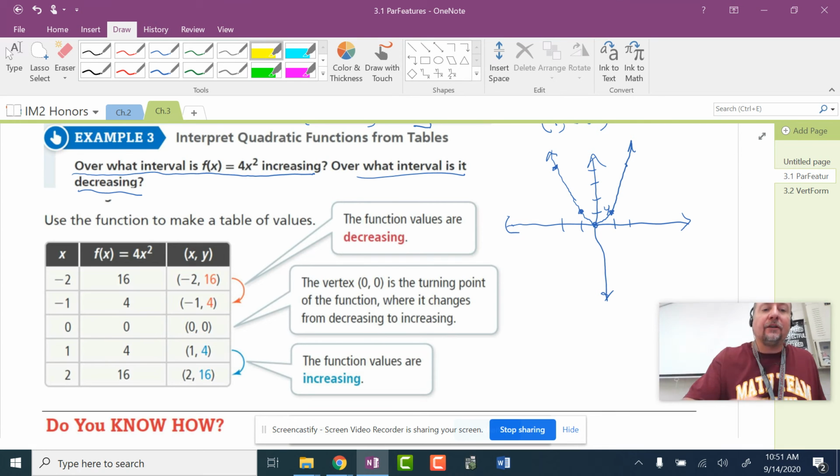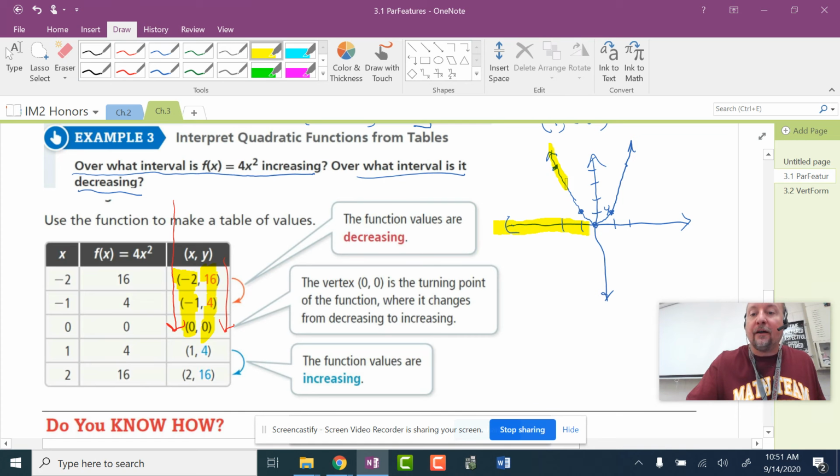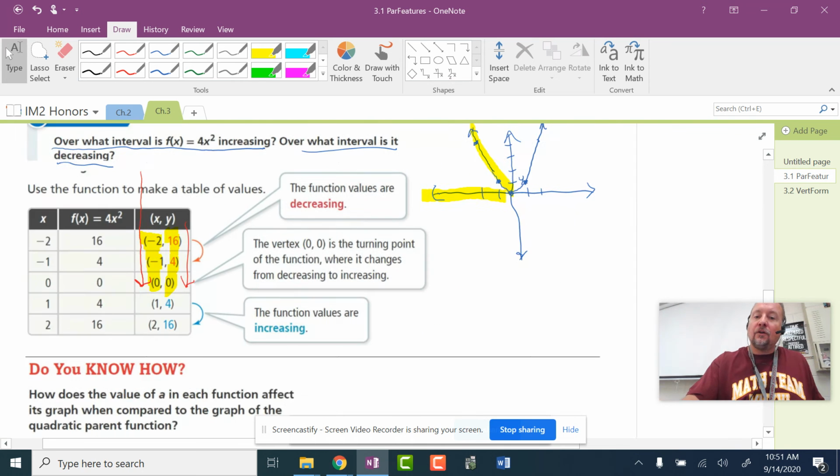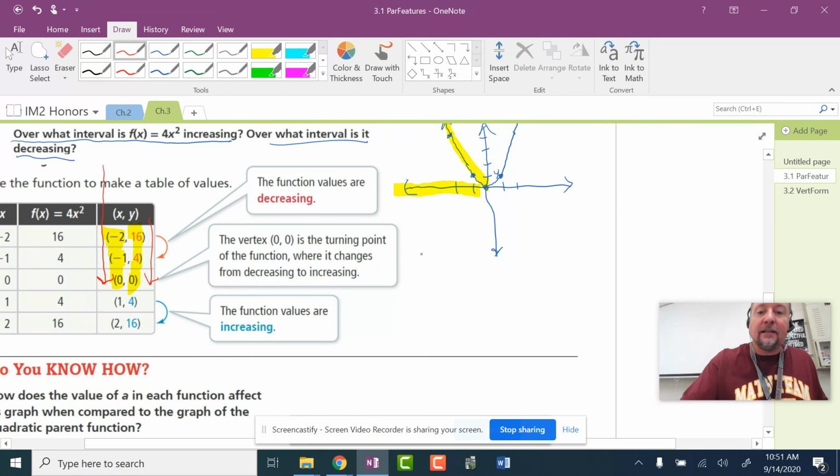Because here's what you've got to do when you're naming when things are increasing and decreasing. You must go in order from left to right. That's how you read a graph. So I must plug in my x values from left to right, and then notice these y values are going down. You can see it in a picture as well. So this graph is decreasing.